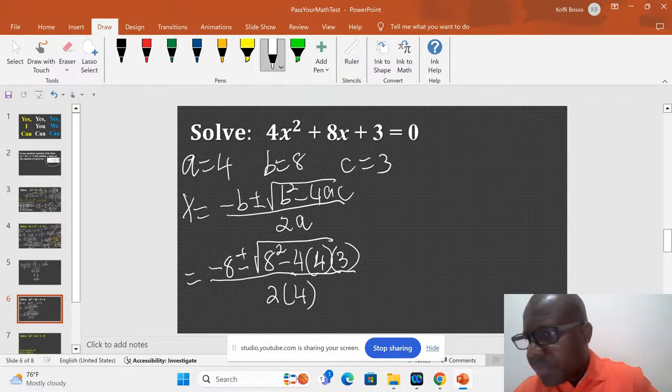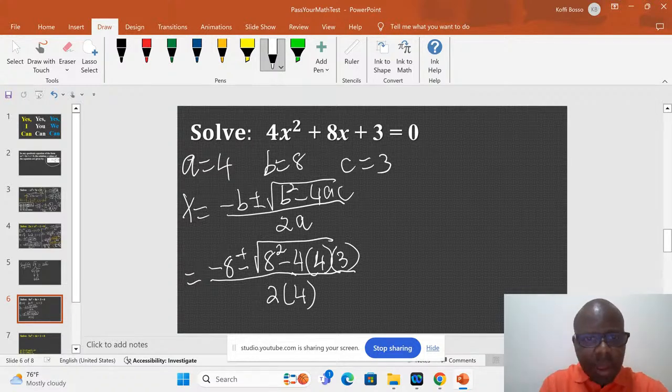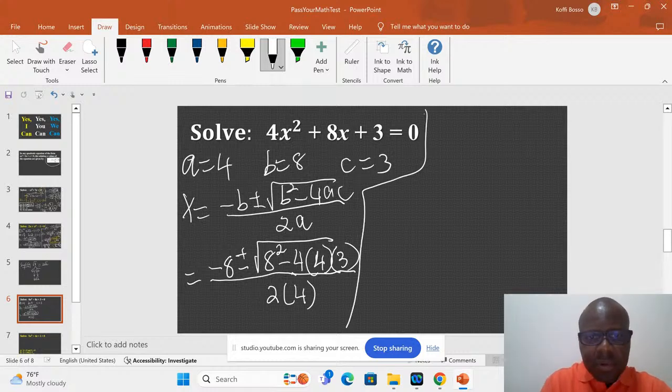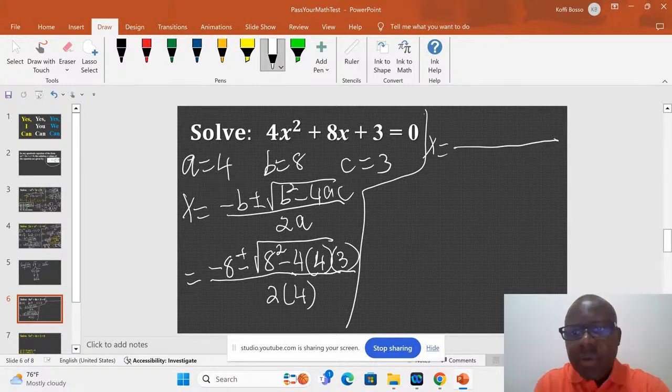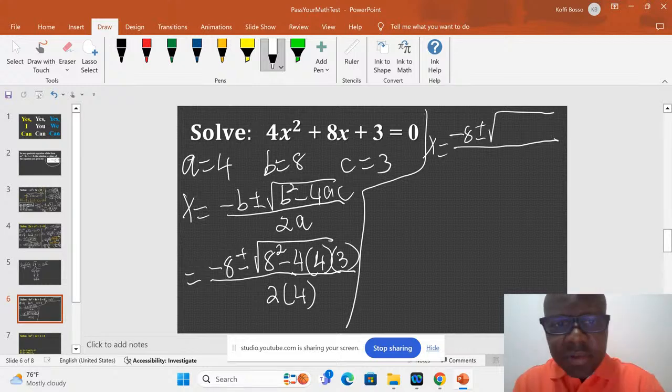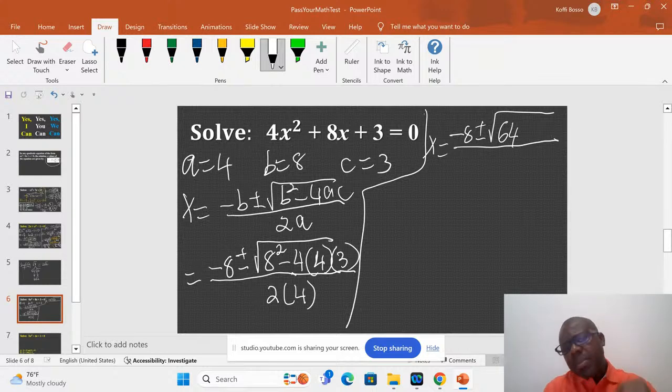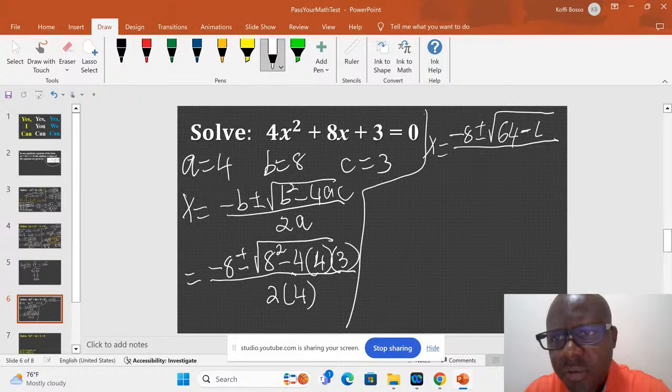Now you see that if we work it out, x is equal to negative 8 plus or minus the square root of 8 squared, which is 64. Now 4 multiplied by 4 is 16, and 16 multiplied by 3 is 48. Everything divided by 8.